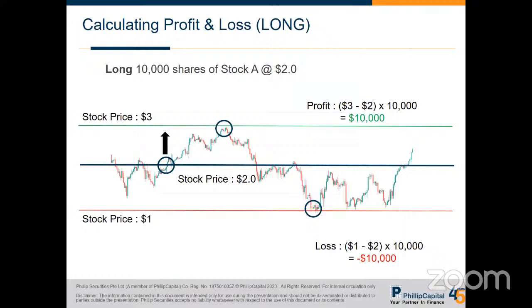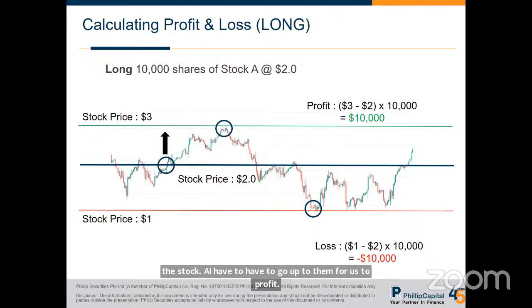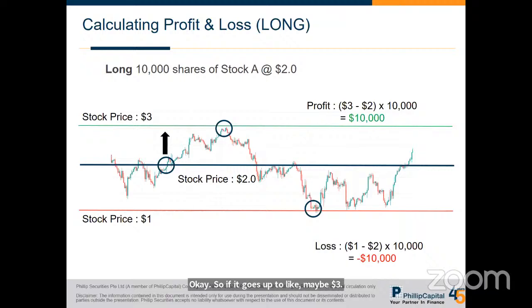So how do we calculate the profit? Assuming we long 10K of stock A at $2. Since we are in a long position, in order for us to profit, stock A has to go up. If it goes up to maybe $3, we'll be profiting $10,000. If the stock goes down to $1, then we will lose $10,000. Basically, it is the price difference between the price entered and exited, multiplied by the quantity.